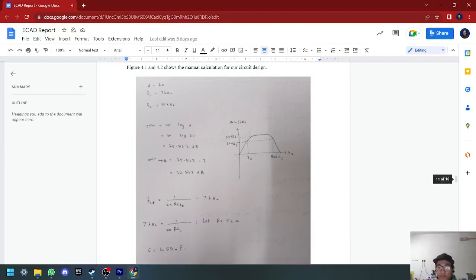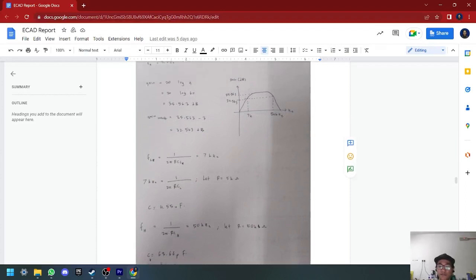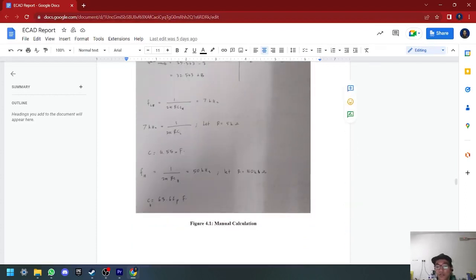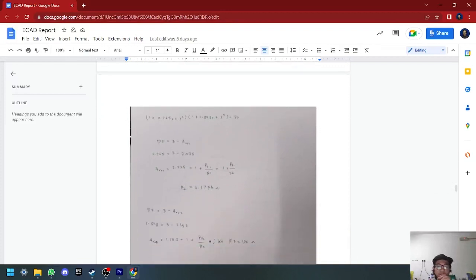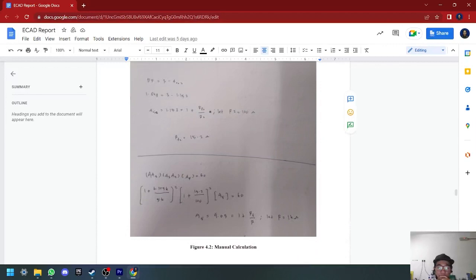For the calculation, I just refer to lecture notes and a couple of YouTube videos. I assume the value of R, and then get the value of C, and then the DF, which is from a table in the lecture notes.